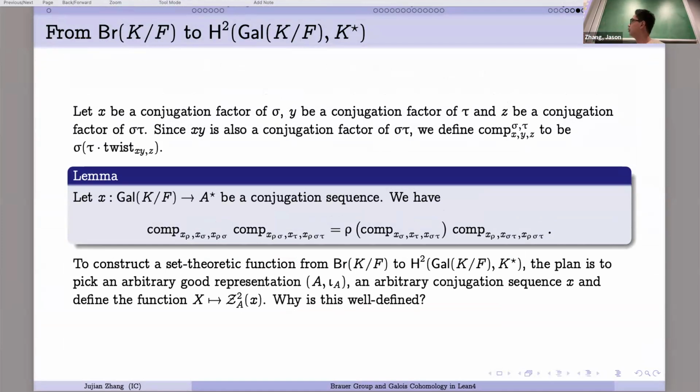So we have a set theoretical function, not really a function, but a set theoretical thing from the relative Brauer group to the second cohomology. The plan is to pick an arbitrary good representation A and an arbitrary conjugation sequence X, and say that X is mapped to the equivalence class of the two cocycles. But why is this well defined?